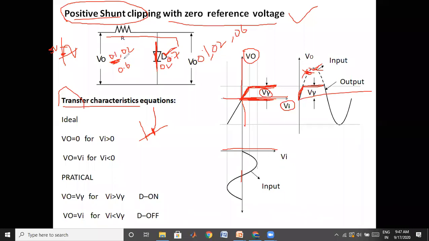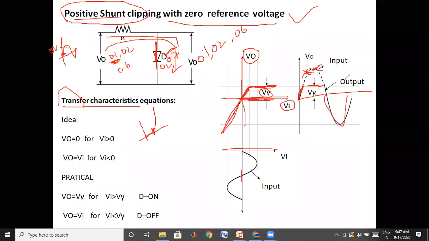While coming to the negative cycle, if we apply a negative voltage, the diode will be reverse biased. Therefore, whatever the input, that will be the output. The output increases linearly, and as the input increases, the output increases. Whatever the input, the same output we are going to get.